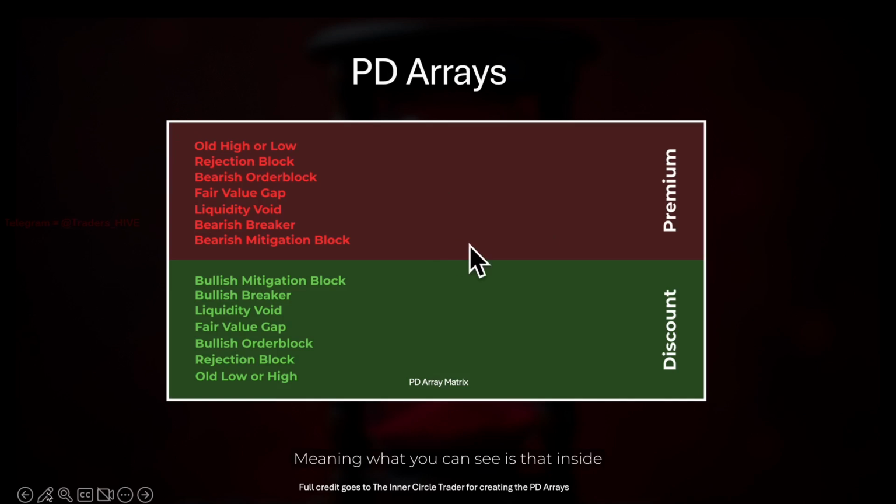Meaning what you can see is that inside of any given dealing range, there's a premium side and a discount side. Below 50% is discount and above 50% is premium. What you can see is that inside of both the premium and the discount, his price patterns are forming. Whether it be, for example, the rejection block, the bearish order block, the fair value gap, the liquidity void, bearish breaker or bearish mitigation block, and the same for the discount arrays, but then in the opposing order.